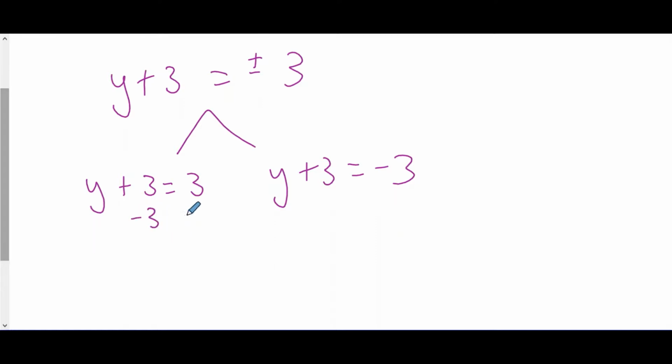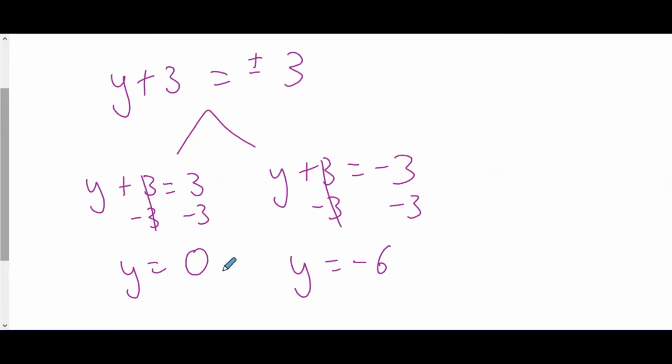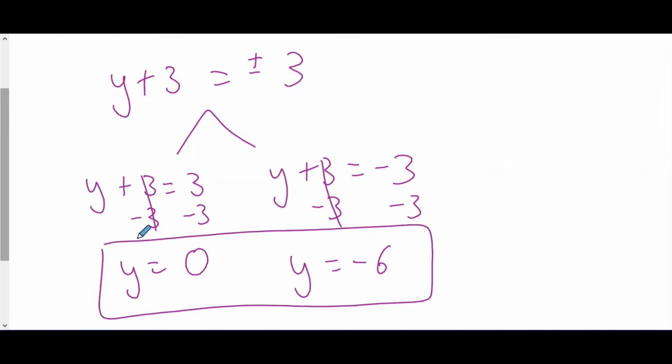So I will still end up subtracting 3 on both sets of equations. This one is going to equal 0, where this one is going to be a negative 6. So my answers for this one are 0 and negative 6.